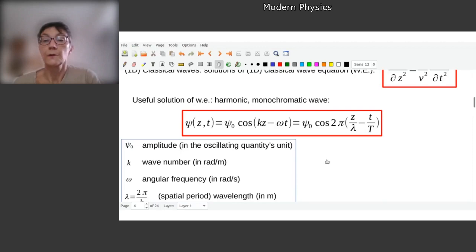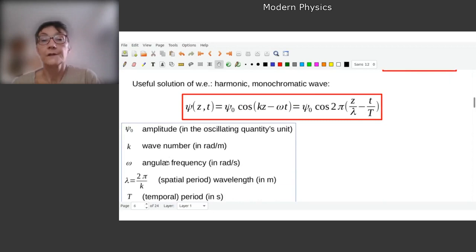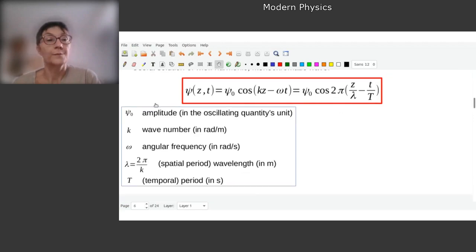So here we have it as a function of z and t through k and omega. k is the wave number, omega is the angular frequency, and we can also write it as a function of the wavelength, lambda, and the temporal period. Lambda is the spatial period. So psi naught is the amplitude.